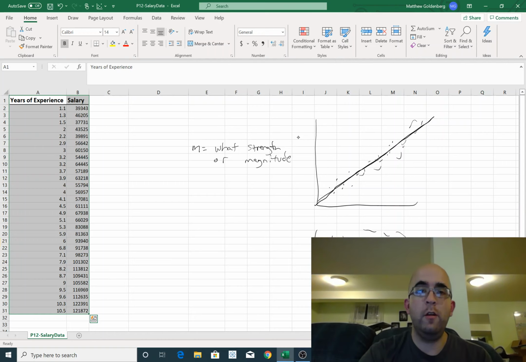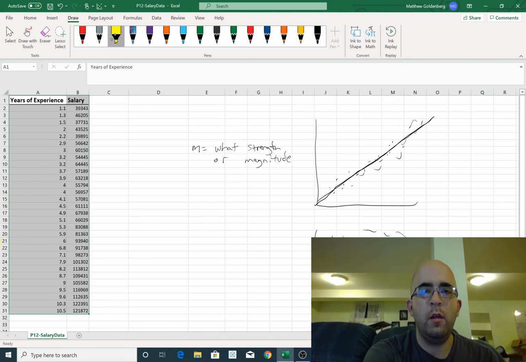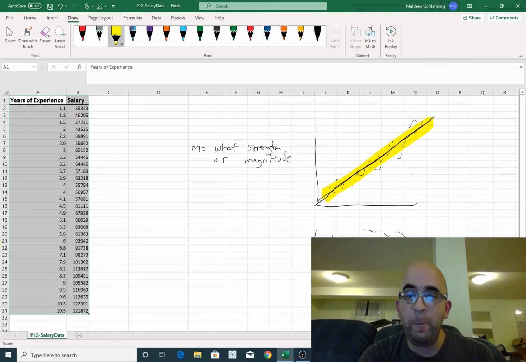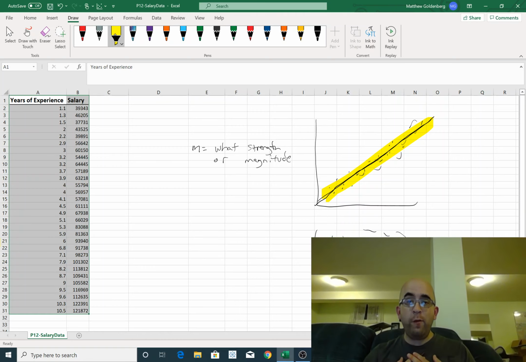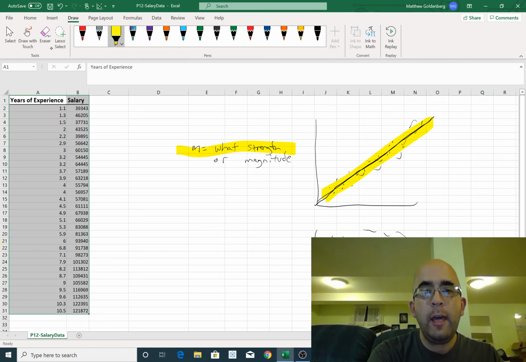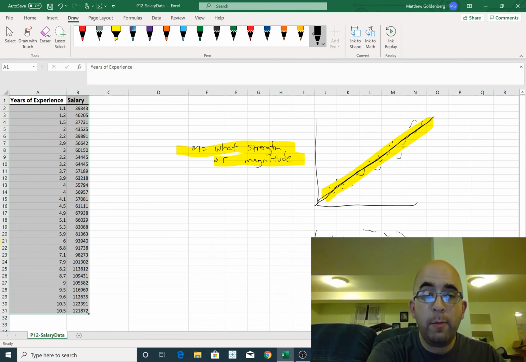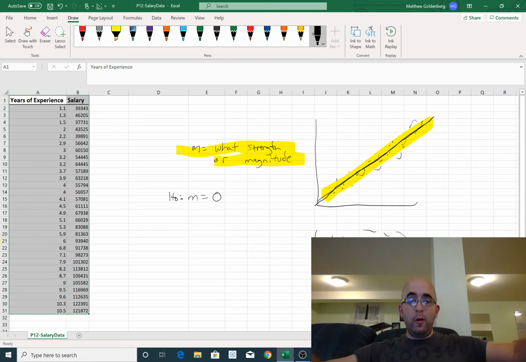The more your slope is greater than 0, the more you have evidence that there's actually a relationship there. And this is a key point, because what linear regression, when we run it, is going to test is a null hypothesis that your M, or slope, is equal to 0. There is no relationship at all.